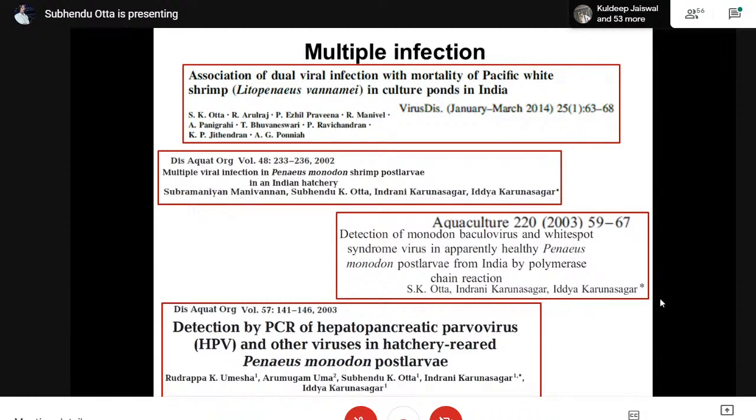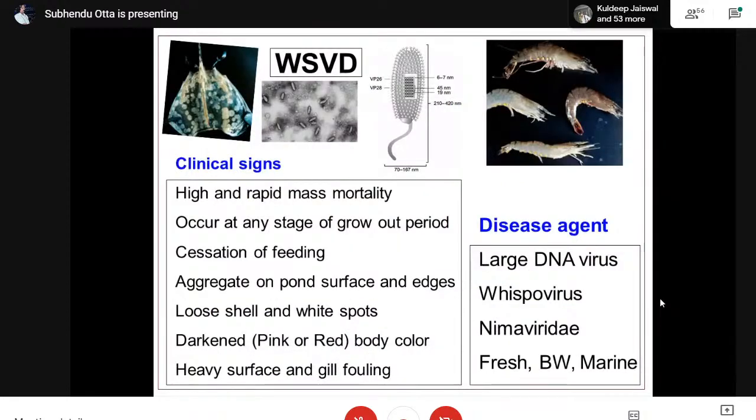Coming back to each individual virus, the first is white spot syndrome virus, which causes white spot disease. This is a highly virulent virus, and even though it has been 30 years from its first report, it is still highly dangerous, and even now it can cause the same 100% mortality if it infects the shrimp. There are several clinical signs, and the major clinical sign is white circular patches on the body surface, which you can see everywhere.